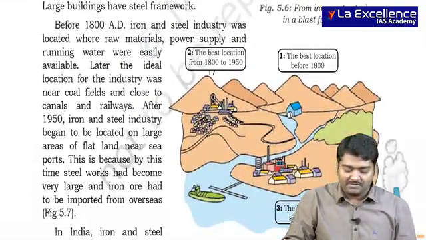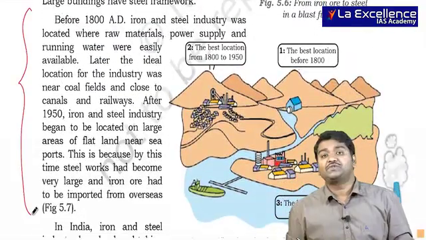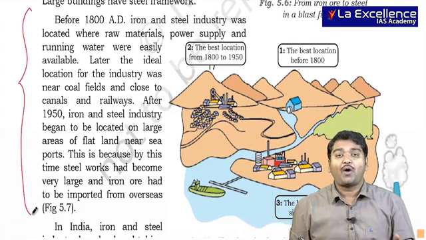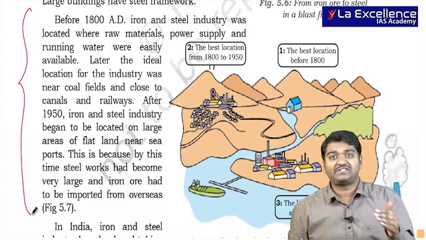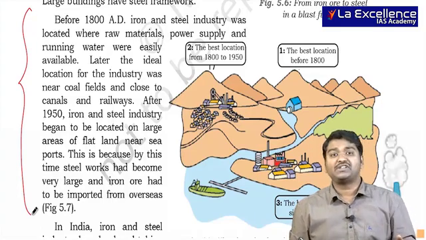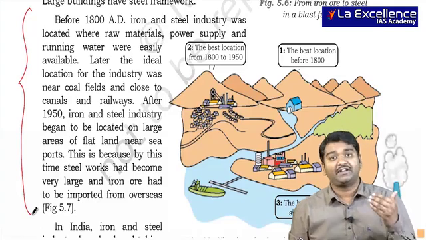Can you see this picture and paragraph? This was asked in the UPSC exam, where they asked: how has the iron and steel industry location changed over a period of time? You can see almost 100 words. They asked you to write in 100 words.